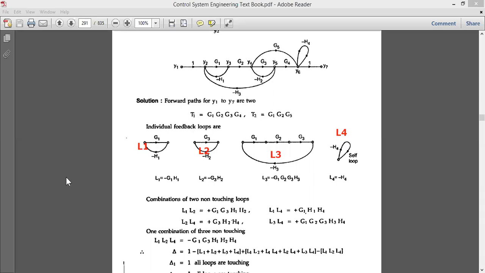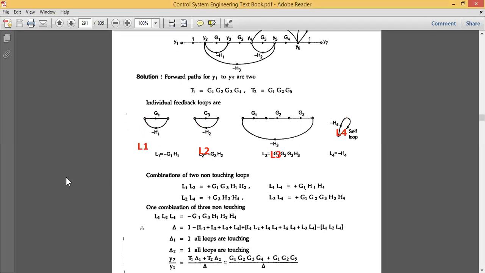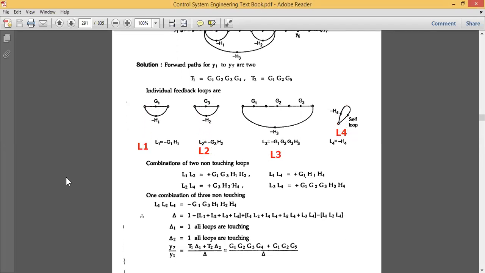Now what about three non-touching loops? The number is 3 now. So how to go for three non-touching loops? One combination of all the three non-touching loops. One combination in the sense how? So here you just see, L1 and L2 we have, and here L1 and L4 I have. So these two cannot be taken.